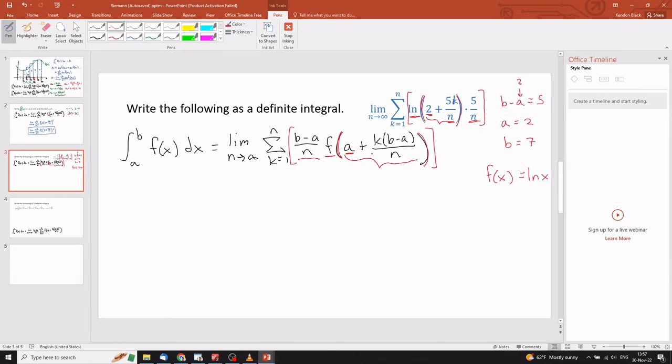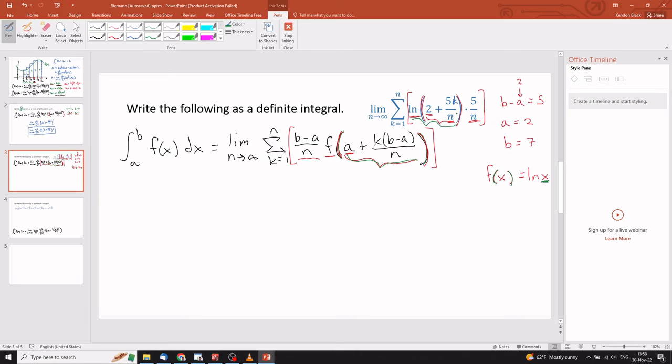Okay, so then if I take this as my x, if I compare the part in parentheses here to the part in parentheses here, that means whenever I see an x, I substitute this entire expression. So we'd end up with ln, and then once we plug in for a and b, it would be ln of 2 plus 5k over n, which matches this perfectly. So we know we're on the right track.